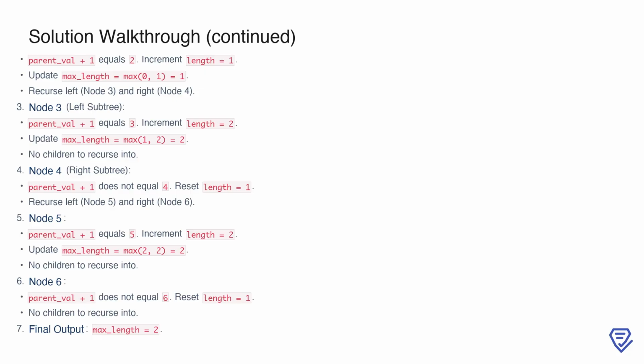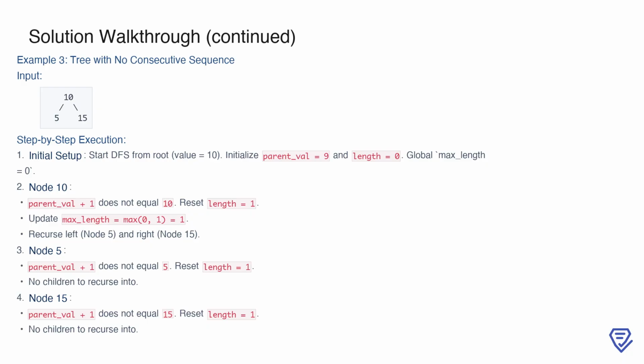Starting with node 3 on the left, parent_val plus 1 equals 3, so length increases to 2, and max_length updates to 2. Since node 3 has no children, we return and explore node 4 on the right. Here, the consecutive condition breaks, so length resets to 1. We then recurse into node 4's children. For node 5, which is the left child of node 4, the condition parent_val plus 1 equals 5 holds true, so we increment the length to 2. However, max_length remains 2, as it is already the maximum.